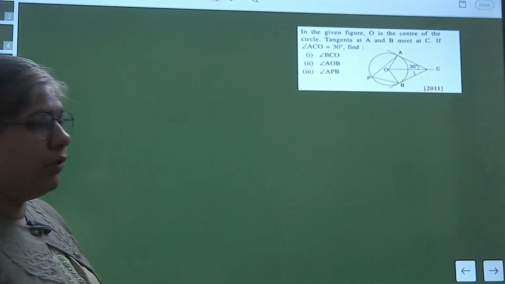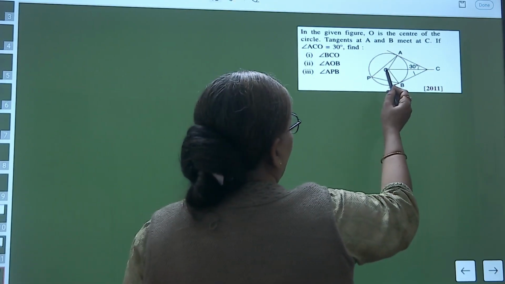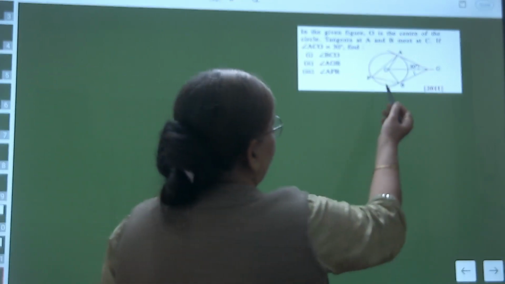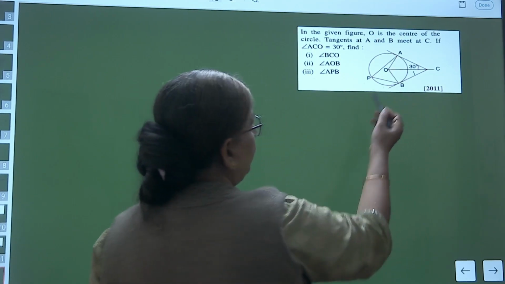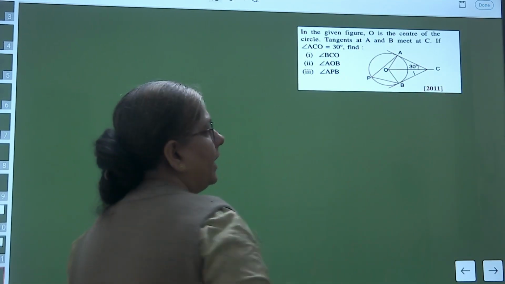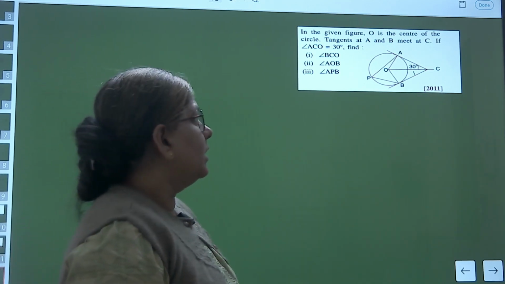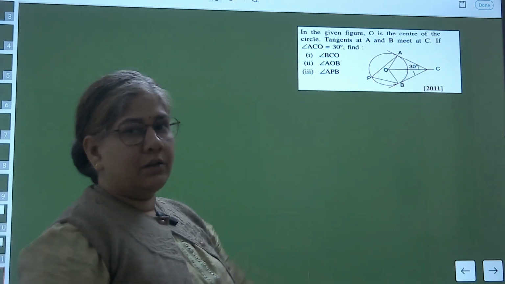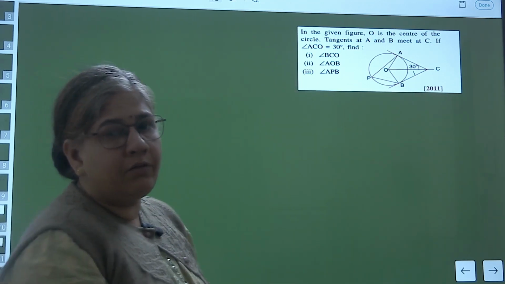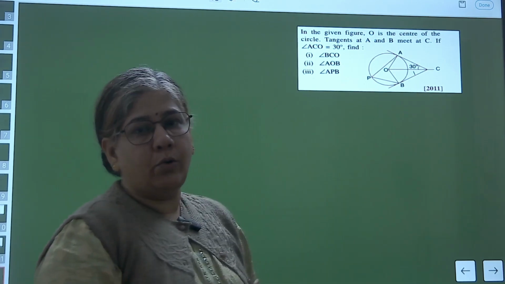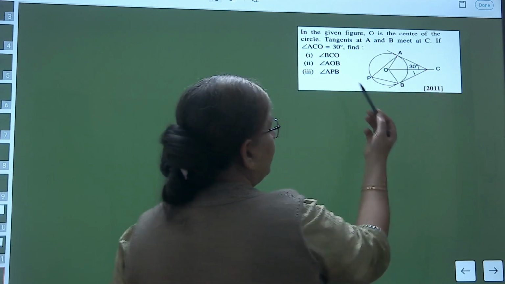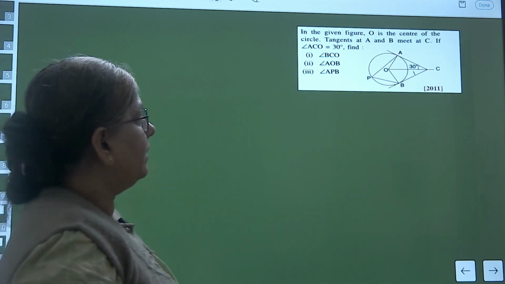So let's see. To find angle BCO, what we can do is prove these two triangles, triangle OAC and OBC, congruent. It is easy to prove since OA and OB are the radii of the circle, so both will be equal. AC and BC are tangents from the external point, and tangents from the external point are equal in length, and OC is common. So, by the SSS criterion, both triangles are congruent. Hence, angle ACO is equal to BCO by CPCT. So, let's write down the solution.